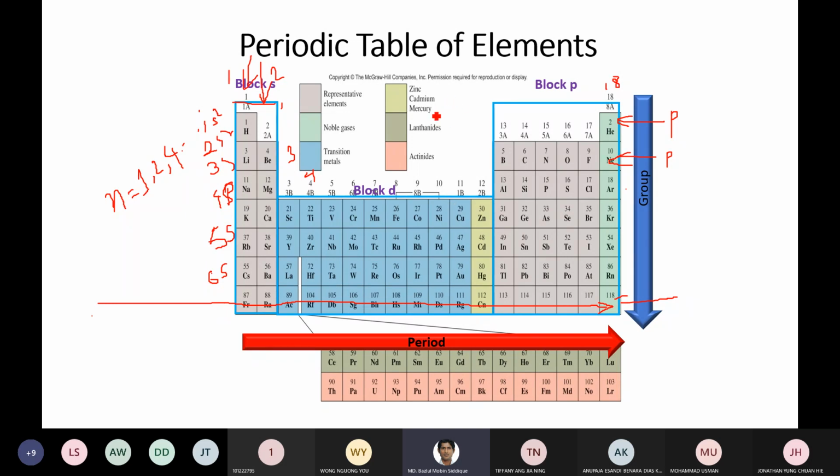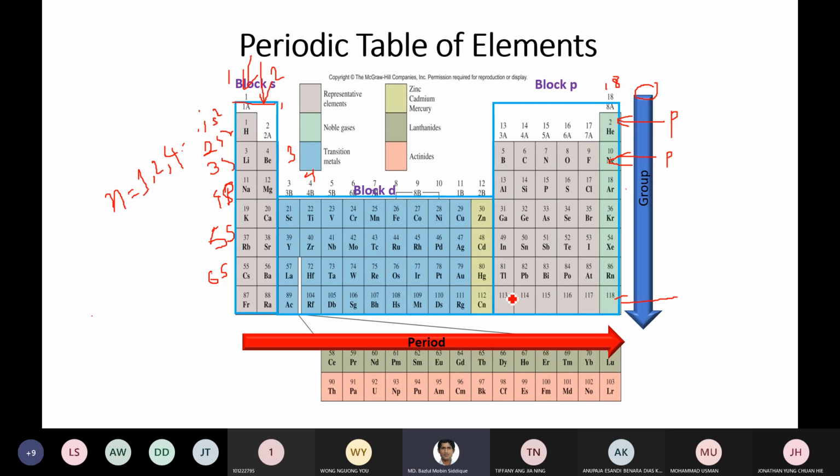That means we are going on the periodic table on the same group from top to the bottom. So that is the thing that has been shown here, and don't get confused with this. This is the period, and this is the groups.